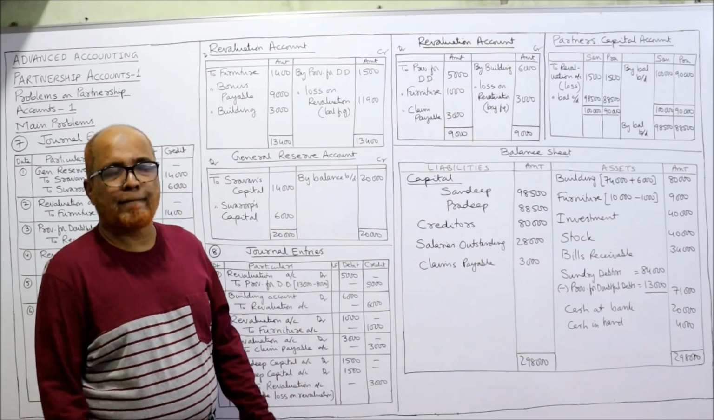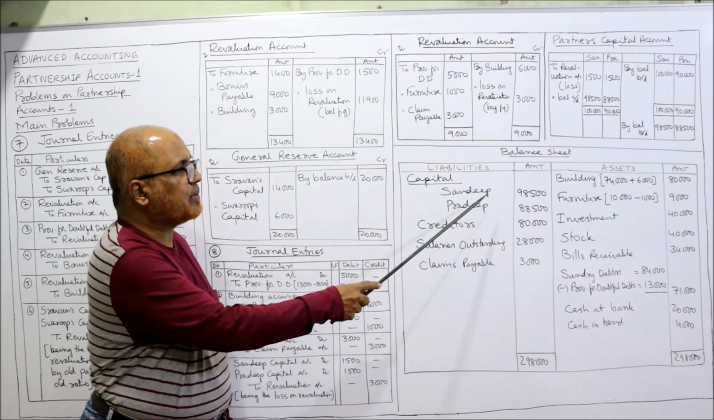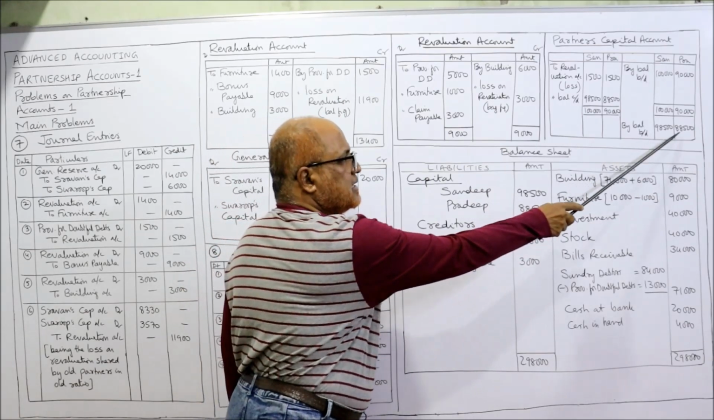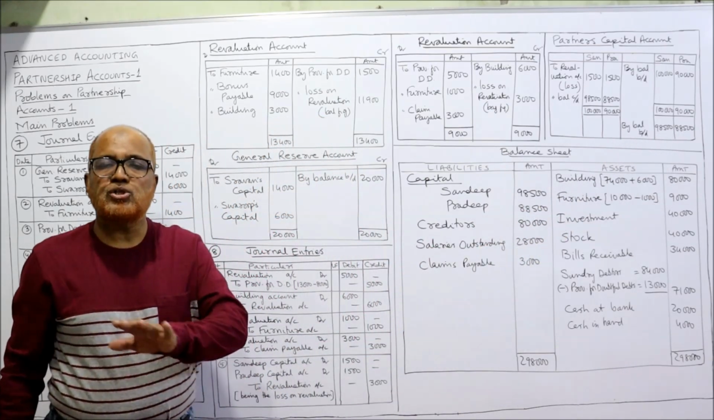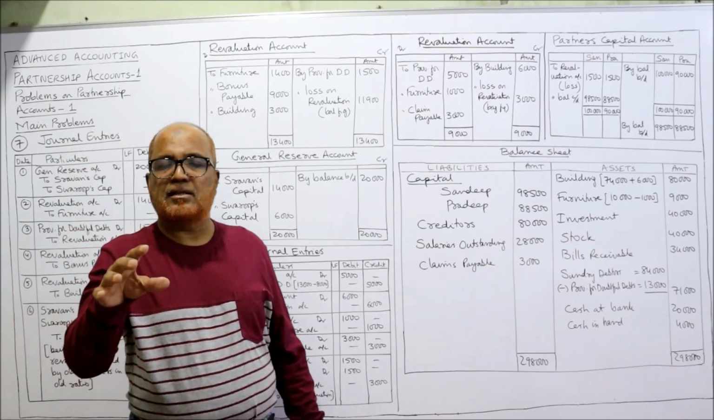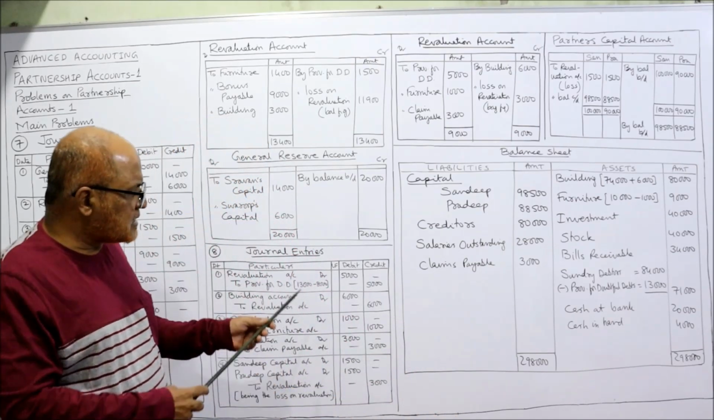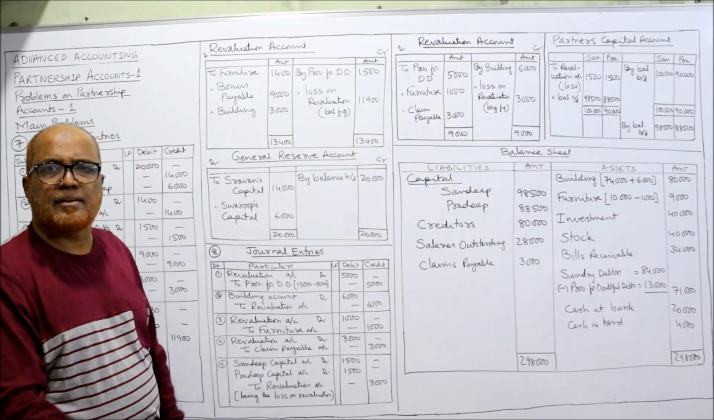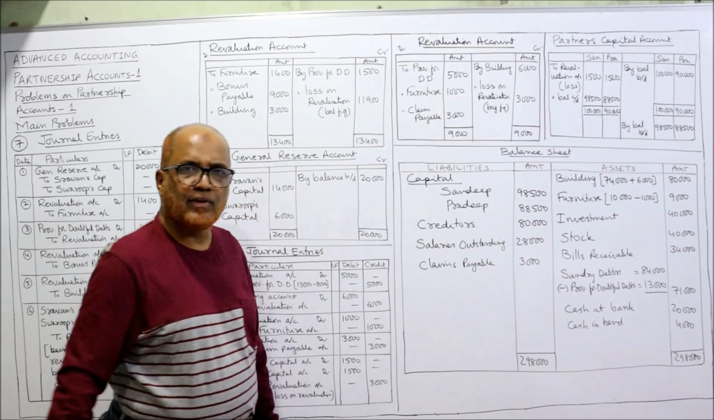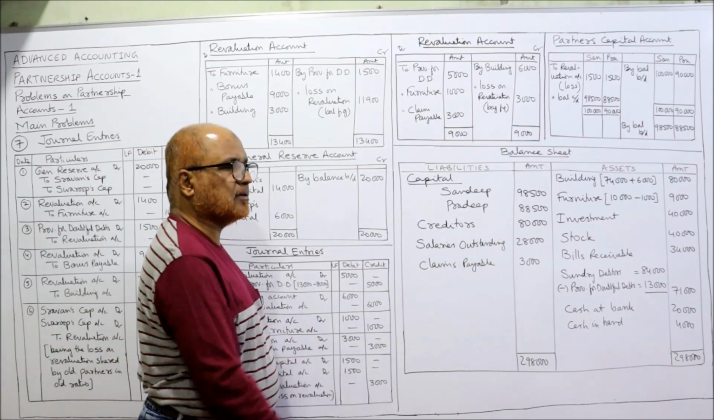Here is the balance sheet. Liabilities, assets. Liability side, capital. Sandeep capital 98,500. See here, from this account I have taken. Pradeep capital 88,500. There is no adjustment regarding creditors. Whatever creditors are there before adjustments, the same creditor. We have not adjusted these creditors in any of the entries. So we'll take the same amount. Outstanding salary, same amount. Whatever was there before adjustment, the same outstanding salary 28,000.